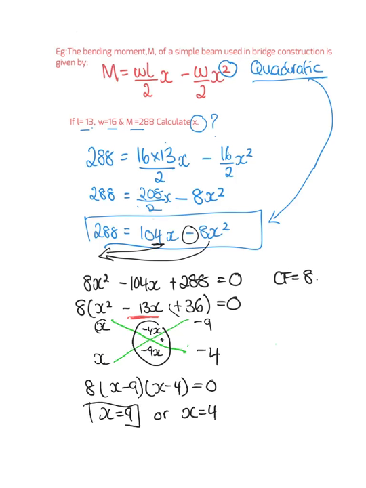So we've got 2 answers here, and that's okay. We'll keep that and write that. It said calculate x, so we say x could equal 4 or 9, and you're done.